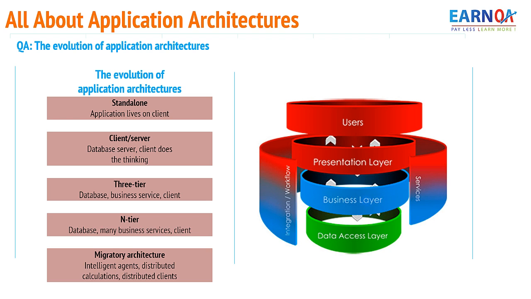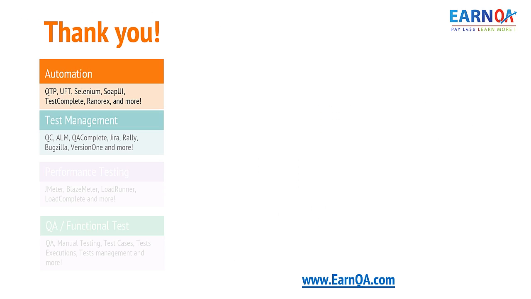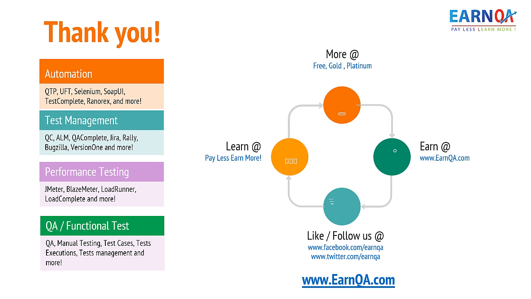Slowly, applications are being migrated towards the cloud. It is not yet fully there, but it will be in a shorter span. So this is all about the application architectures. I think you are very clear about it now. Architecture is the way that represents how the application is designed and implemented. There are four types of architectures: standalone or one tier, two tier known as client server, three tier, and n-tier, and n-tier is slowly being represented as migratory, nothing but cloud systems. So that is all about application architecture.